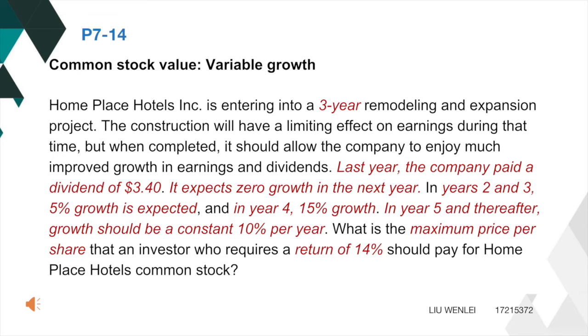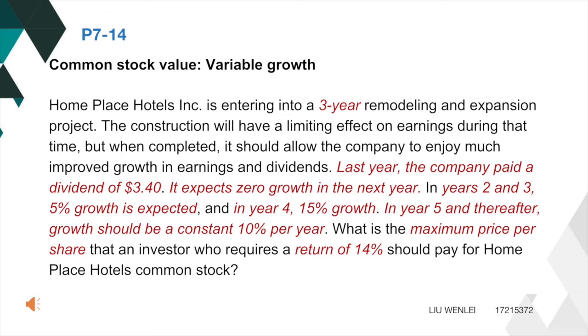This question is about the common stock value, variable growth. Home Place Hotels is entering into a 3-year remodeling and expansion project. The construction will have a limiting effect on earnings during that time, but when completed, it should allow the company to enjoy much improved growth in earnings and dividends. Last year, the company paid a dividend of $3.4. It expects zero growth in the next year.